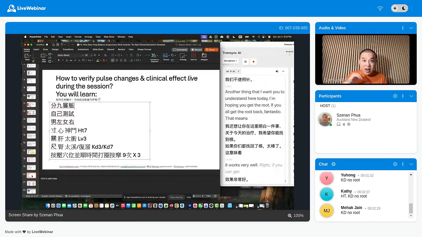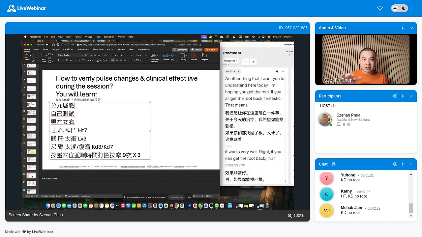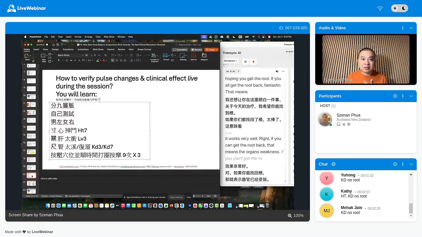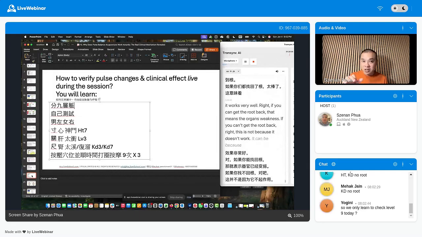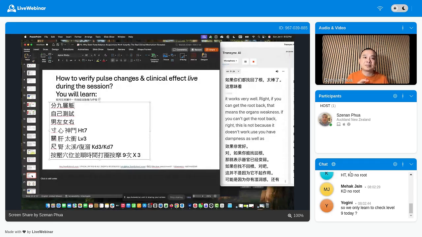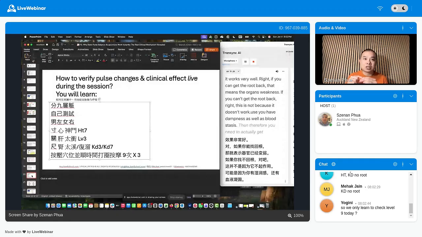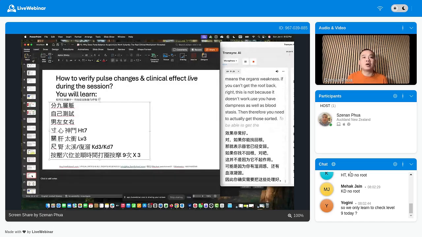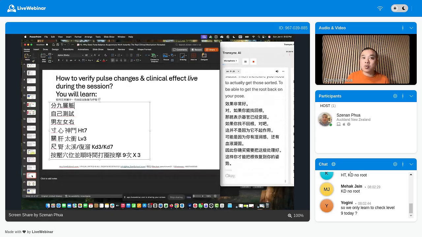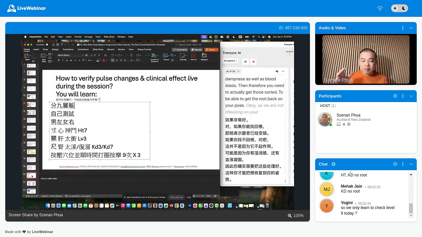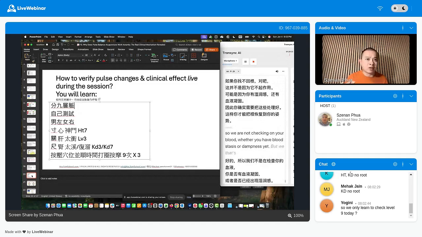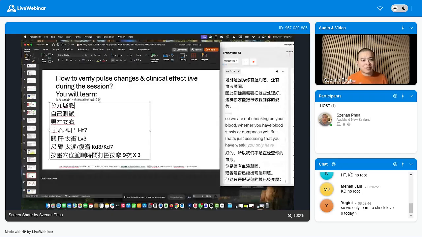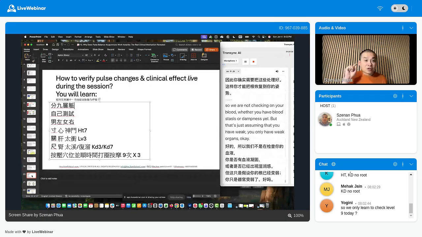If you can get the root back, that means the organ's weakness. If you can't get the root back, this is not because it doesn't work. It can be because you have dampness as well as blood stasis. Then you need to get those sorted to be able to get the root back on your pulse. We are not checking on your blood, whether you have blood stasis or dampness yet, but just assume that you only have weak organs. Okay, that's the key.